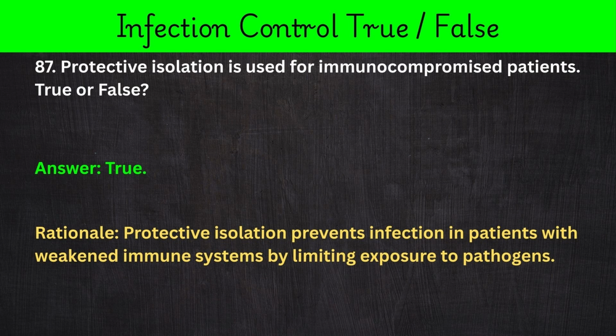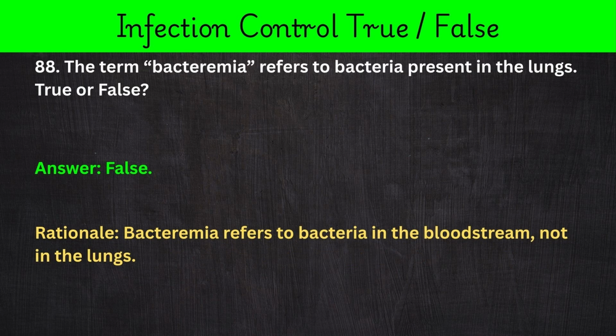87. Protective isolation is used for immunocompromised patients. True or false? Answer: true. Rationale: protective isolation prevents infection in patients with weakened immune systems by limiting exposure to pathogens. 88. The term bacteremia refers to bacteria present in the lungs. True or false? Answer: false. Rationale: bacteremia refers to bacteria in the bloodstream, not in the lungs.